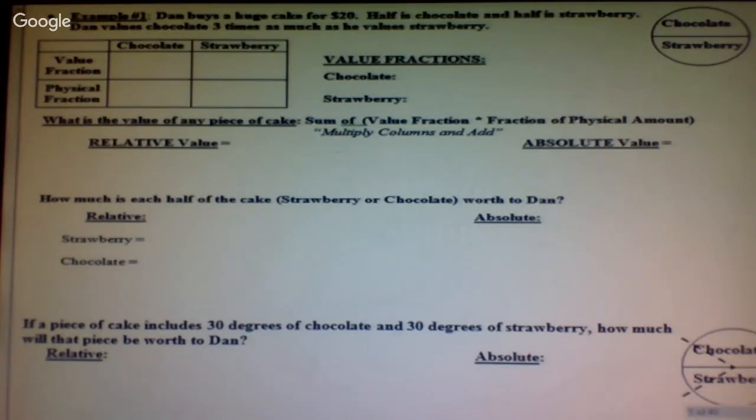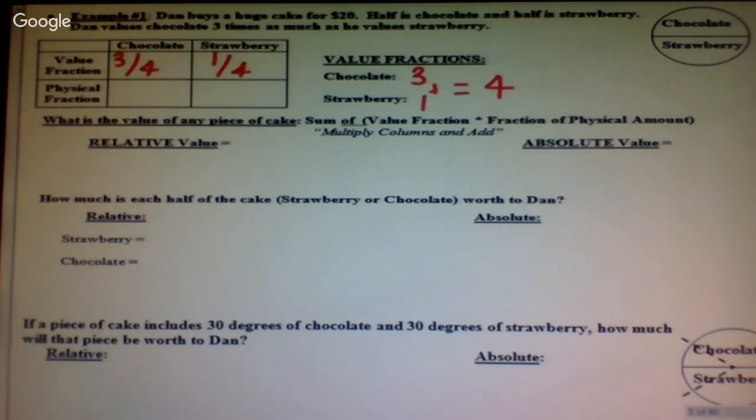Okay. So what I tell everybody is start with what he likes the least. So if he values chocolate 3 times as much as strawberry, what does he like the least? Strawberry. So we give strawberry a 1. He likes it, but he doesn't like it a lot. If he hated it, what would you take? 0. Perfect. Okay. If strawberry is a 1 and chocolate is 3 times as much as that, chocolate is a 3. What do you get for a total here? 4. That means his chocolate value fraction is 3/4. His strawberry is 1/4.